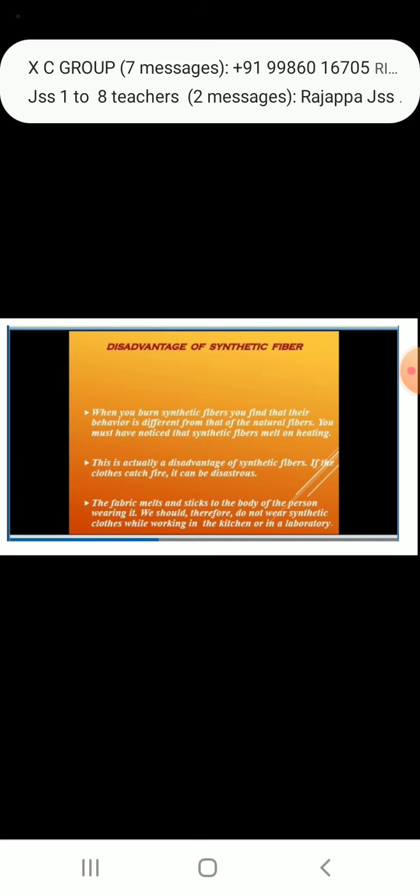That is why people who work in the kitchen are not supposed to wear synthetic materials. They should wear cotton materials only. The fabric melts and sticks to the body of the person wearing it. We should therefore not wear synthetic clothes while working in the kitchen or in the laboratory. That is why aprons are made compulsory in laboratories, and aprons are usually made from cotton.